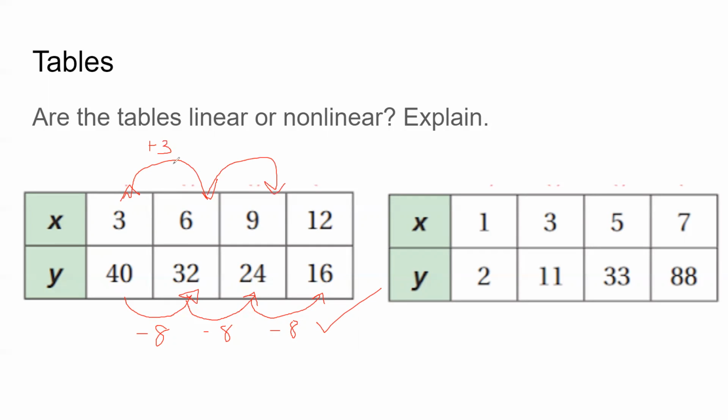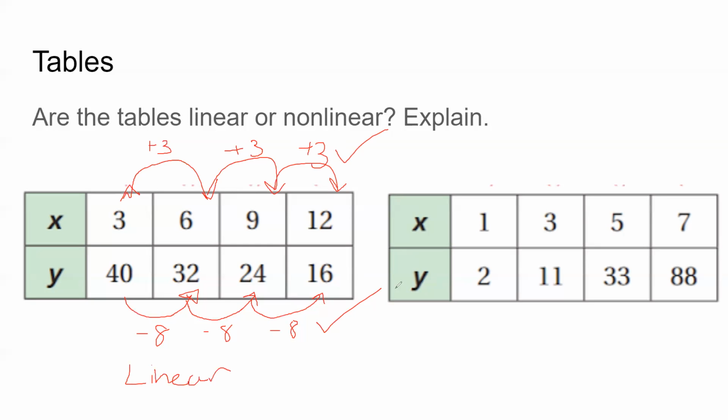Let's check our next step. So 6 to 9. 6 plus 3 is 9, so that's good. That matches up. Now the next one, 9 plus 3 again. So that is consistent. Both of those are. So this one is linear.